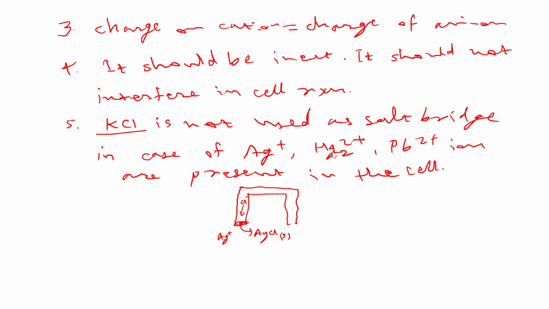All these cations form very less soluble, sparingly soluble, or non-soluble salts with Cl minus, and that precipitate will block the mouth of the salt bridge. That will make the circuit incomplete internally, and the potential difference of the electrodes becomes zero. The cell cannot do work. So this is the reason why we do not use KCl as the electrolyte in the salt bridge whenever these ions are present.